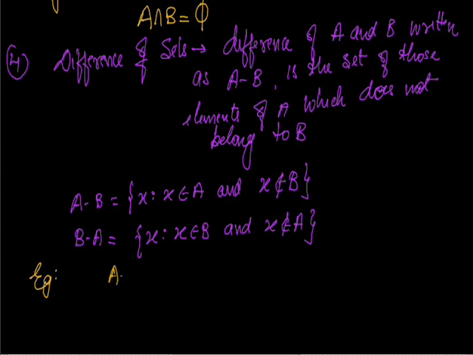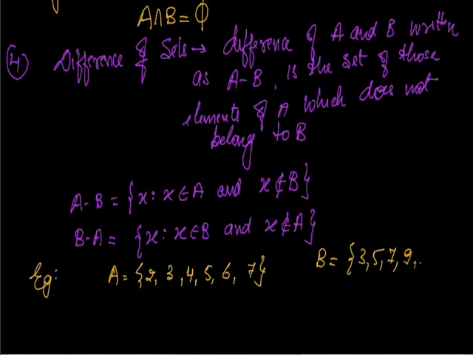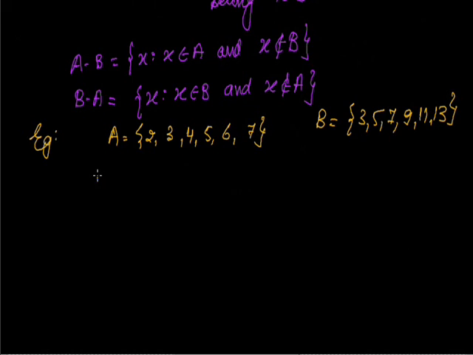We have two sets like A equal to {2, 3, 4, 5, 6, 7}, and in set B they are the elements 3, 5, 7, 9, 11 and 13. These are the two sets. So we have to find first A minus B. In A minus B, only those elements come which are in A but they are not in B. Like 2 is in A but not in B, so 2 will come. 3 is in A as well as in B, so we have to exclude the 3. Let's move to the next element, that is 4. 4 is in A but not in B, so we can write 4. 5 is common to both, we exclude it. 6 is not common to both, so we take it. And 7 is the same, so we do not take it. So A minus B will be equal to {2, 4, 6}.